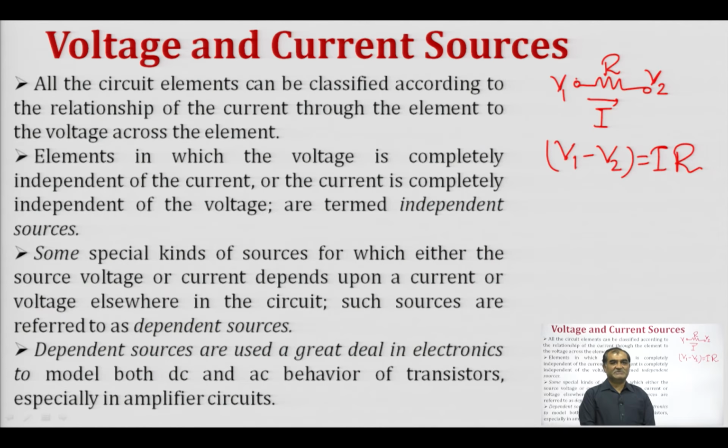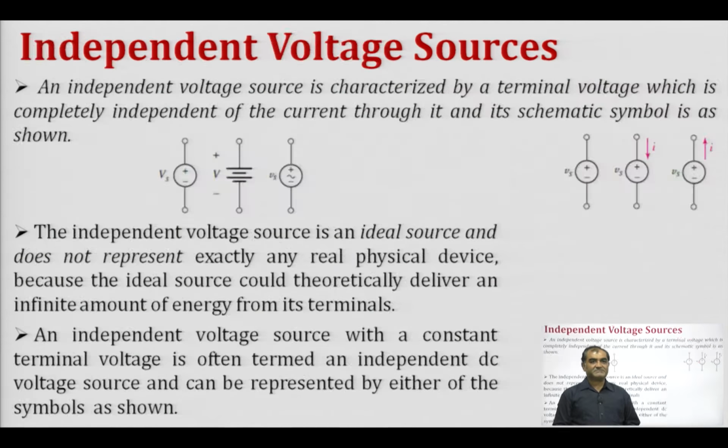Dependent sources are used a great deal in electronics to model DC and AC behavior of transistors, especially in amplifier circuits. So, these dependent sources will be mostly used in modeling the AC analysis and the DC behavior of transistors when we are using these transistors as amplifiers. Then we start with the next part of this topic, that is the independent voltage source.